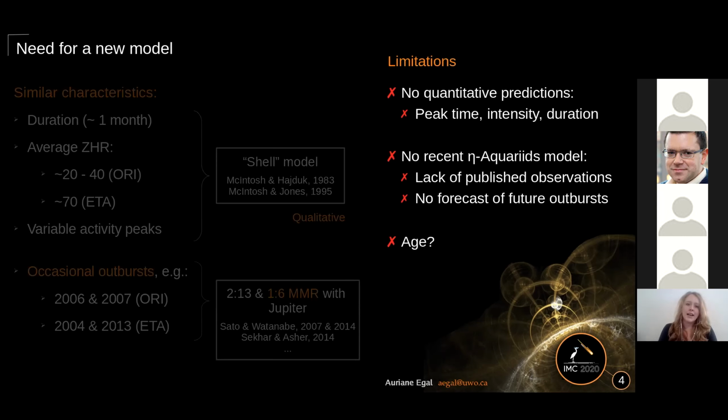We also see that numerical models of the showers so far haven't reproduced a similar activity level and duration to the Halleyids, and that we don't have any strong constraint on the age of the showers. Published estimates range from 10,000 to 100,000 years. So that's why we decided to develop our own model of Halley's meteoroid streams.